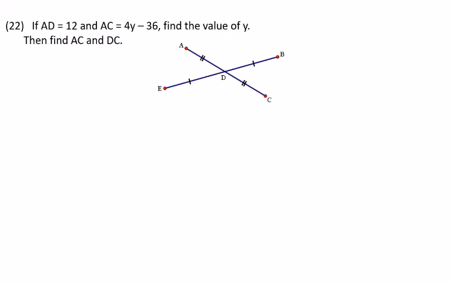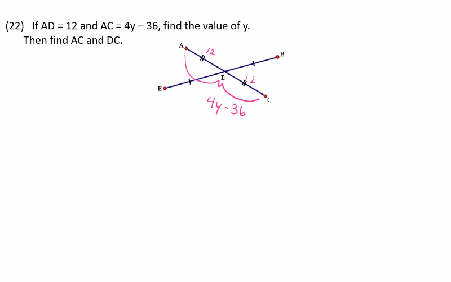All right, so they tell us that AD is 12 and AC, so this entire length here, is 4y minus 36. So a couple things we can do here. We know that AD and DC are congruent, right? Because these tick marks are given, right? And so we know this is 12. So we know that 12 plus 12, segment addition postulate, must equal 4y minus 36, right?